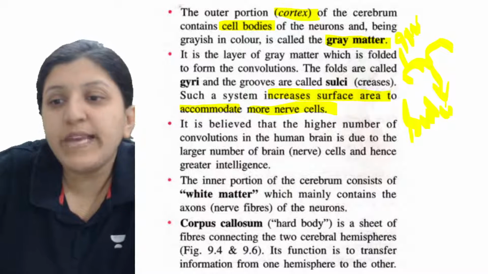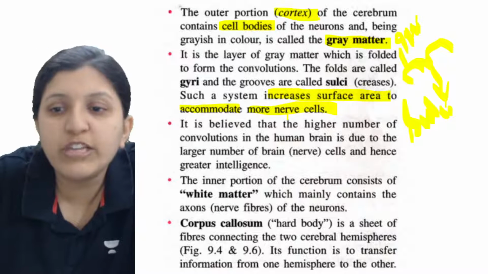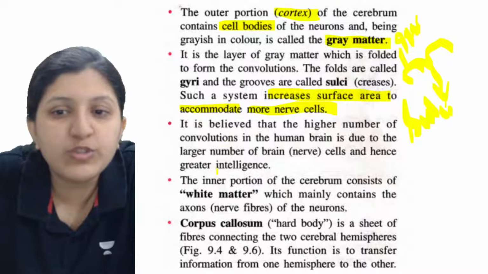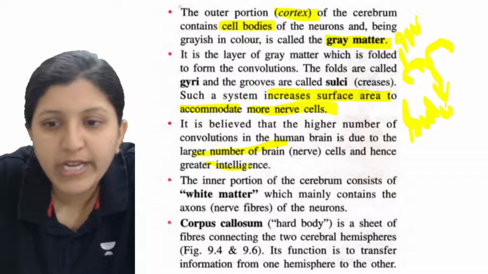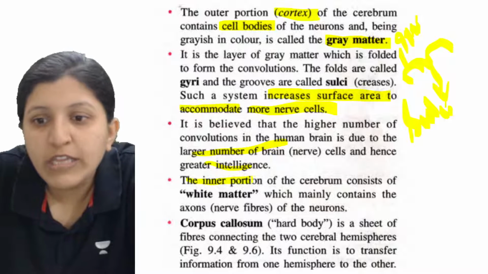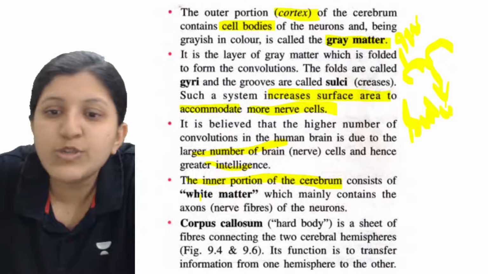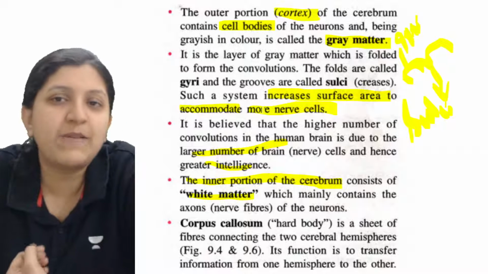So it is believed that the higher number of convolutions in the human brain is due to a large number of neurons, that is nerve cells, and hence the greater intelligence. So now the inner portion of the cerebrum consists of the white matter. So this is about the white matter.